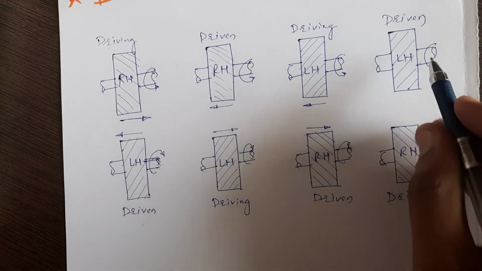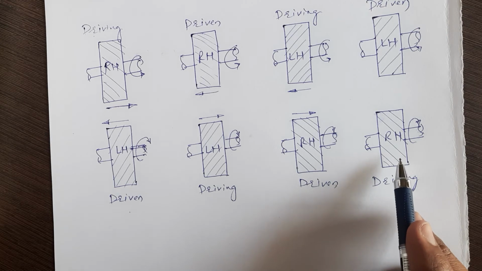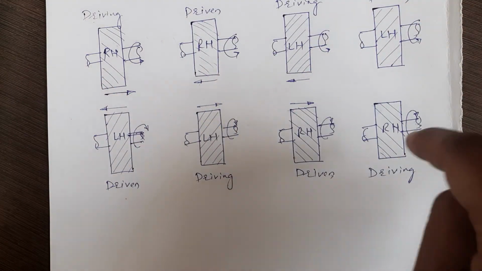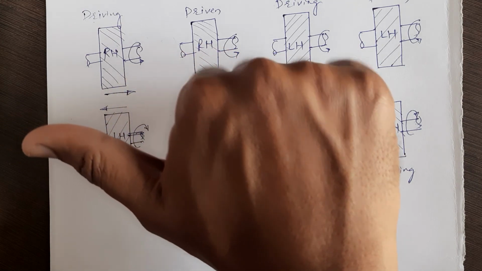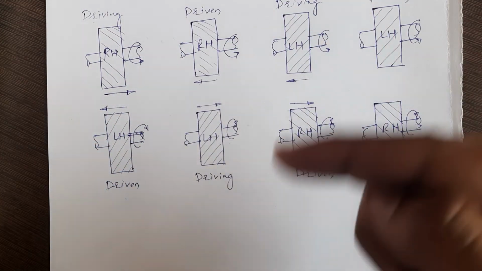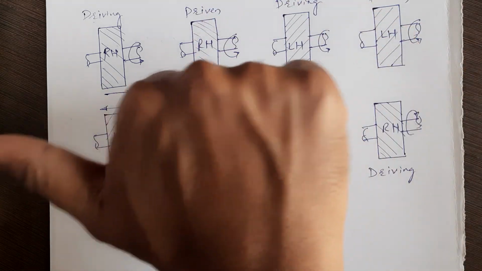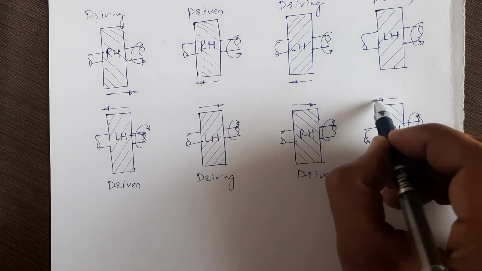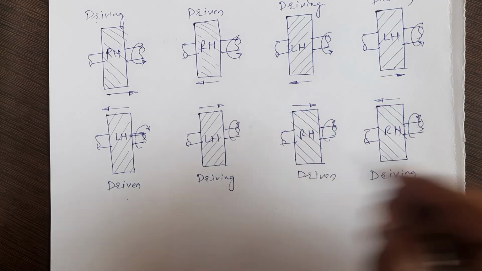Okay, then the last pair, driving member is this one and it is right handed, so you have to apply the right hand rule. So this is my right hand, so keep the fingers in the direction of rotation like this and thumb will indicate the direction of axial component. Okay, so it is rotating like this, in clockwise direction. Keep the fingers in the direction of rotation, thumb will indicate the direction of axial component. So here the direction of axial component will be on this side, and on driven member the direction of axial component will be opposite to this.